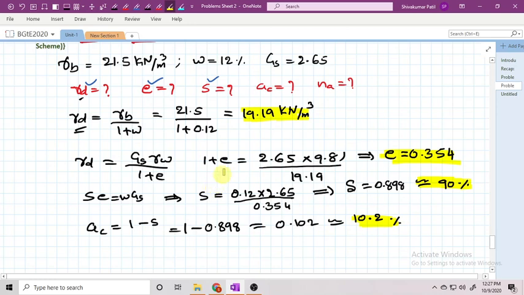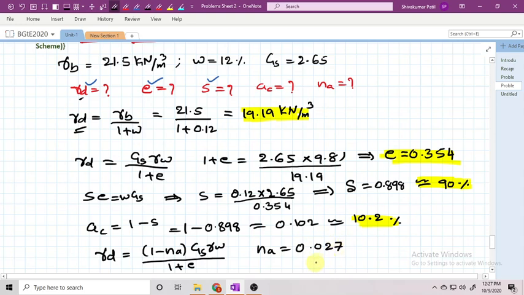Okay. So what next? Air content, I got percentage air voids. So how can I find out percentage air voids? Same formula: gamma D equal to (1 minus Na) Gs gamma W divided by 1 plus e. Just substitute, and you will get Na equal to 0.027. That means 2.7% is your Na value.